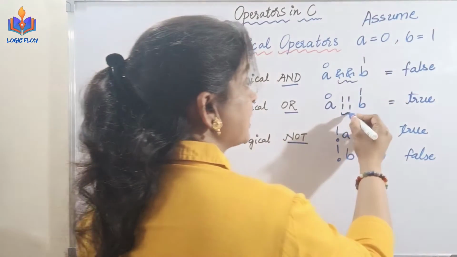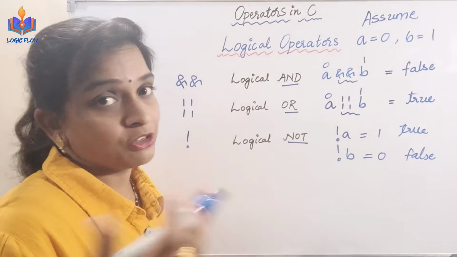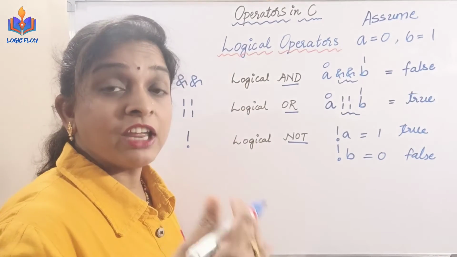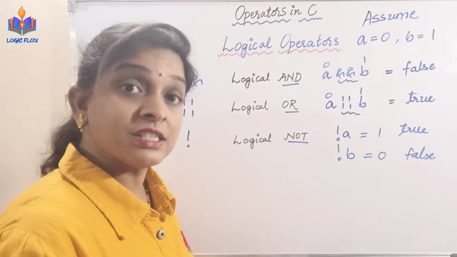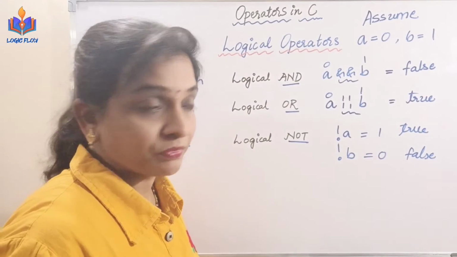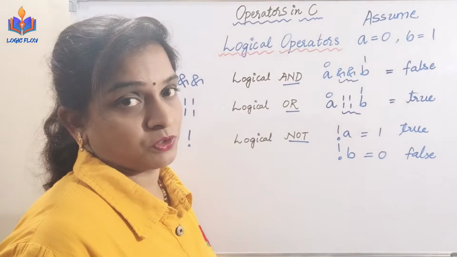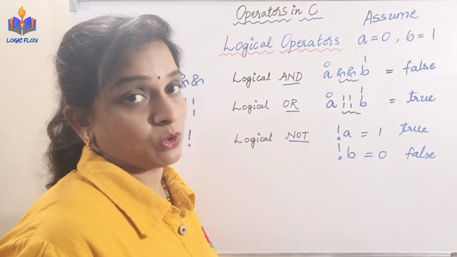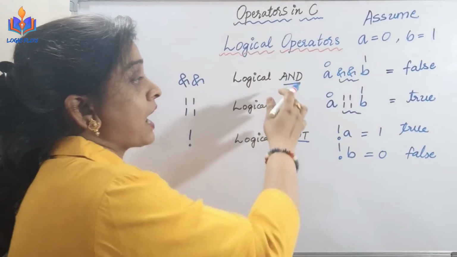Whereas OR says this or that. All the conditions true, well and good, true. If any one condition is false in between, the result is still true. Any one condition true, the result is true. NOT is the reverse. I give 0 as input, I get 1 as output. I give 1 as input, I get 0 as the output. So this is what happens with the logical operators and, or, not.